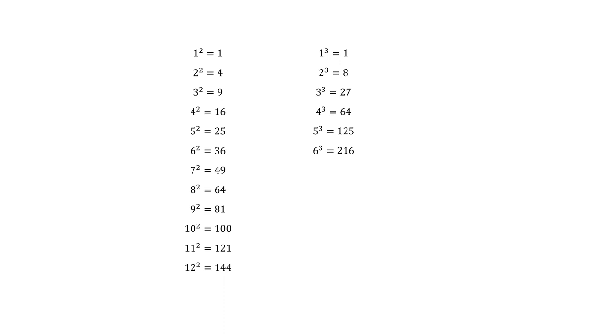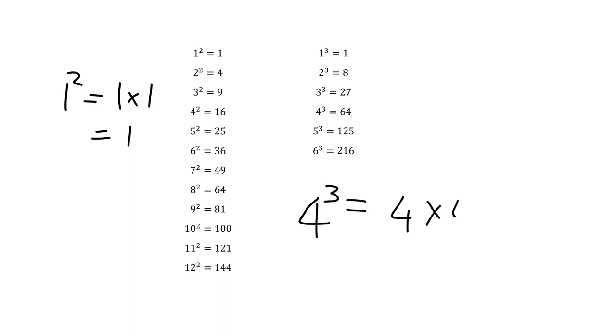I mean, obviously you can work any of them out, right? So if I ask you what's 1 squared, it's not a mystery, right? 1 squared just means 1 times 1, which is 1, right? Or if I ask you what is 4 cubed, that is just 4 times 4 times 4, and you can work it out. 4 times 4 is 16, 16 times 4 is 64.